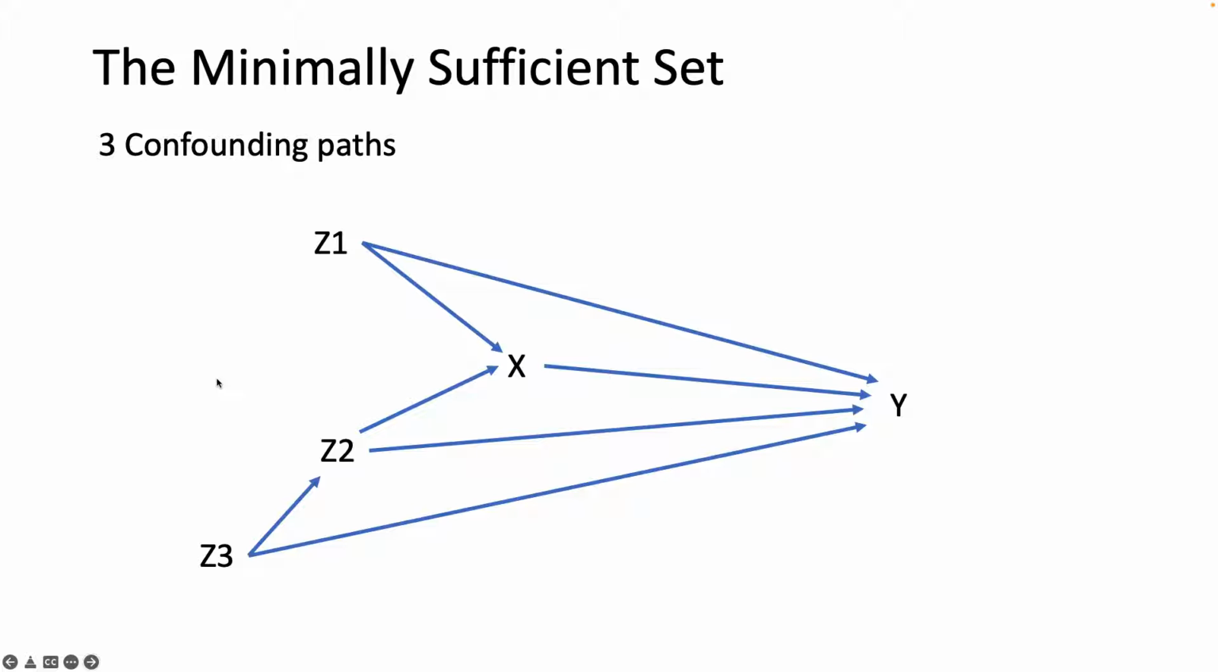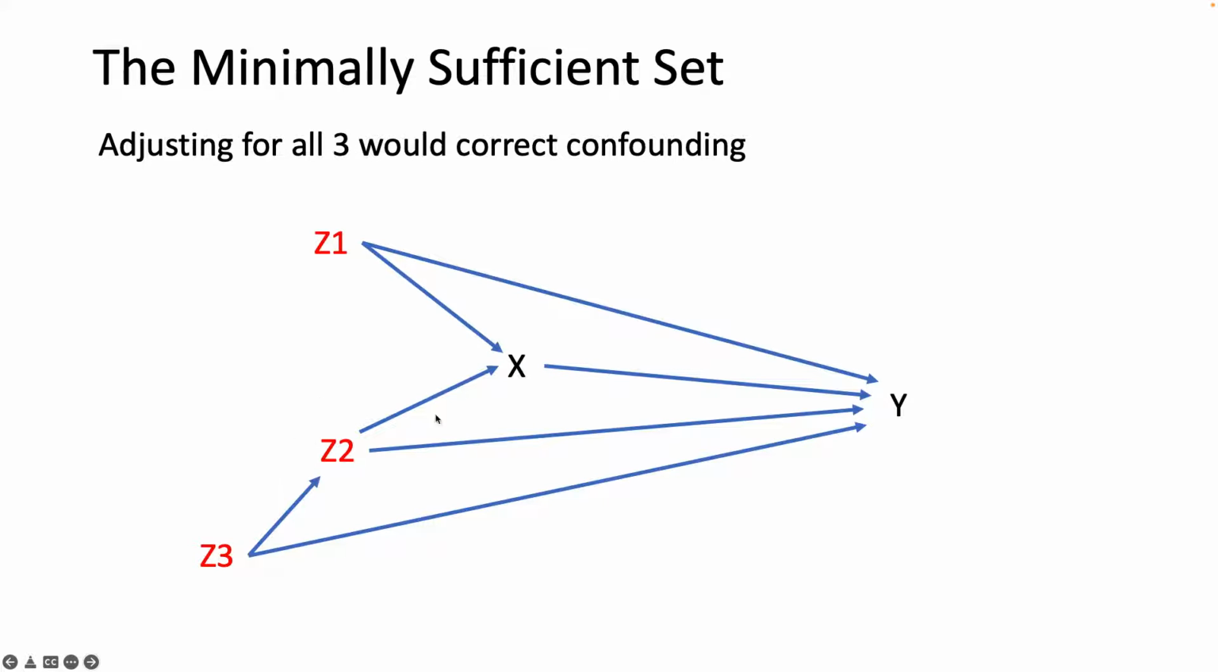So the minimally sufficient set is something that is a very important concept. I'm going to get into why. Basically, if we're interested in this XY relationship, we're trying to isolate that. There's three confounding paths. There's this first one with Z1 going to X and to Y. Similarly, Z2 going to X and going to Y. And this third one where Z3 is going to X through Z2 and to Y.